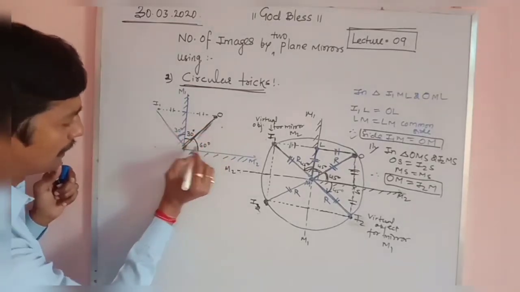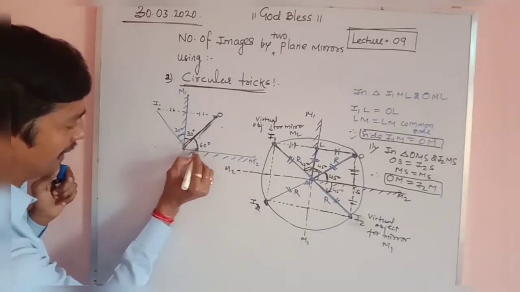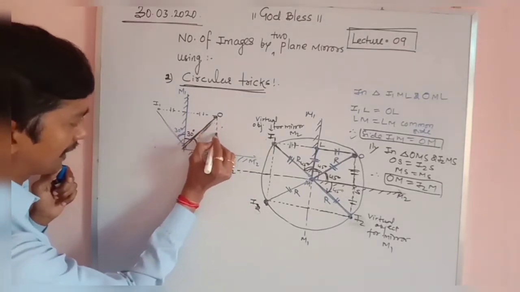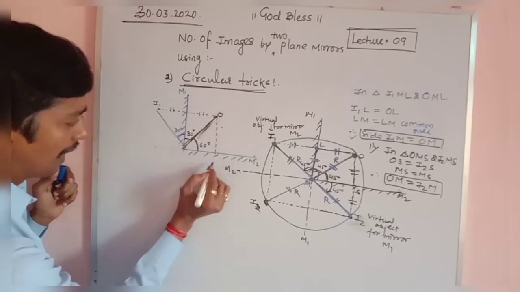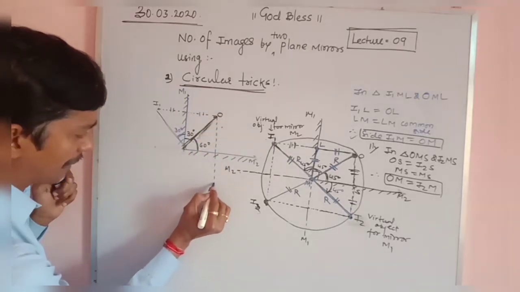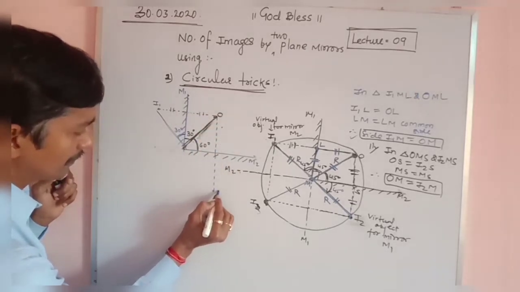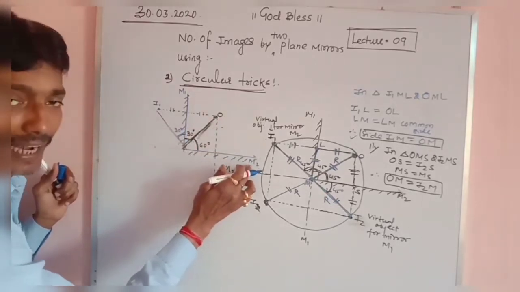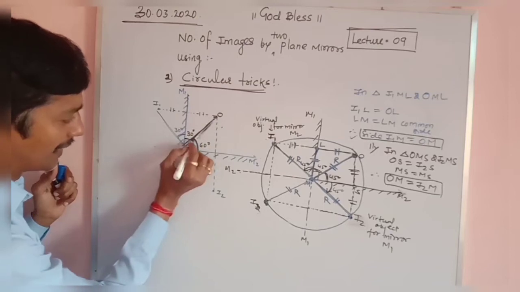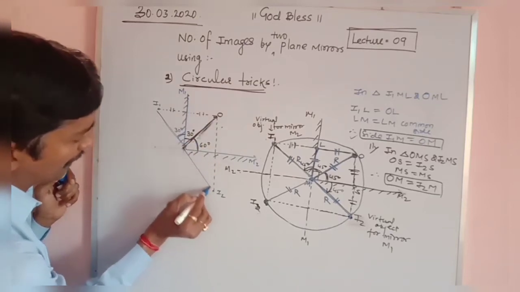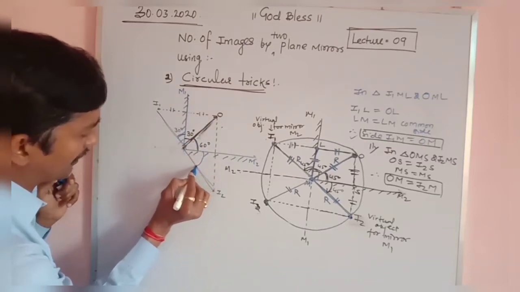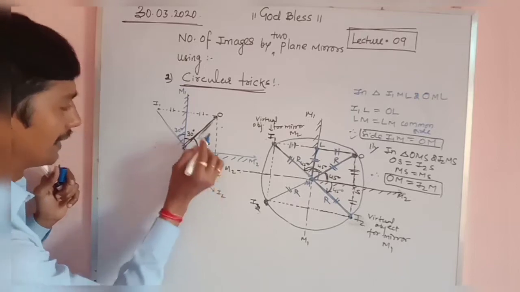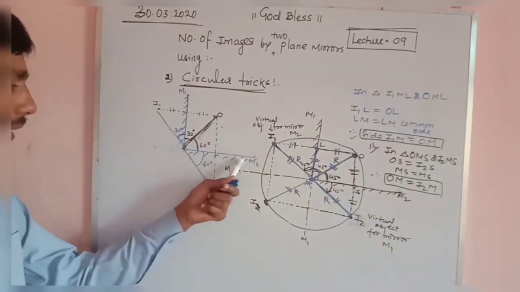Similarly, here the object from mirror M2 is at 60 degree. So the object is at this much distance. I will get the image at the same distance, I2, because of the object due to mirror M2, and this is at what angle? 60 degree. So here also I will get the image at 60 degree from mirror M2.